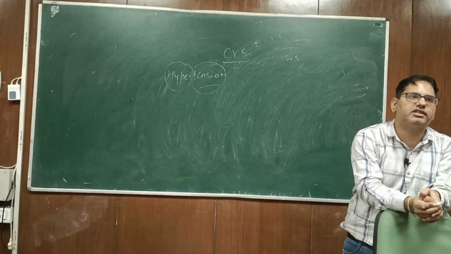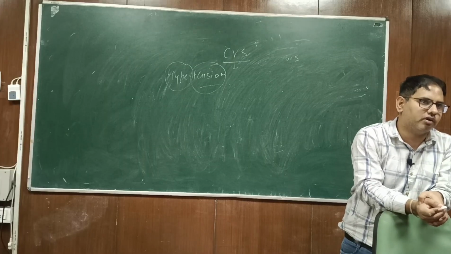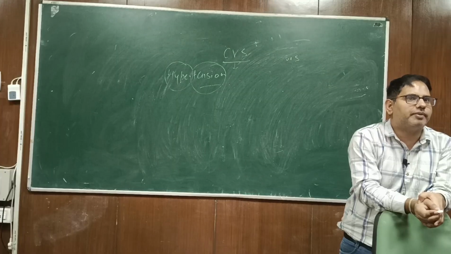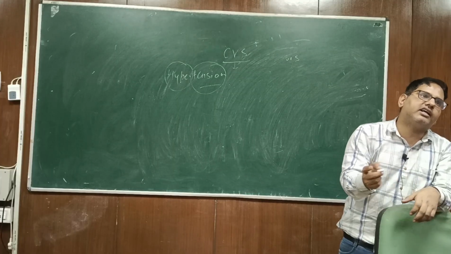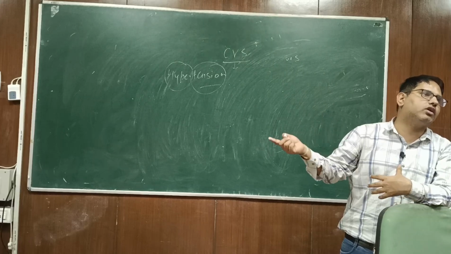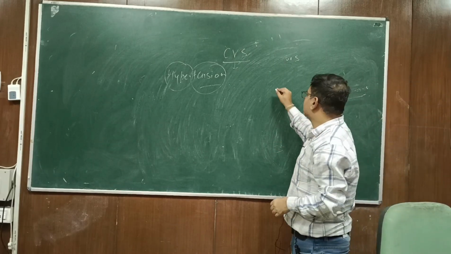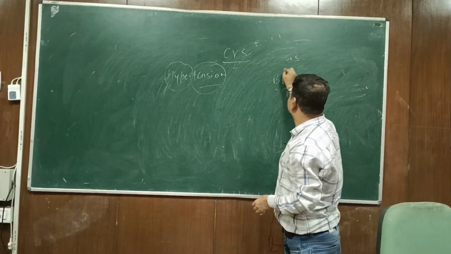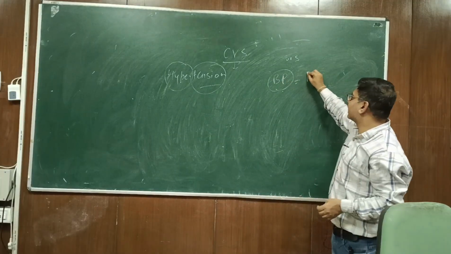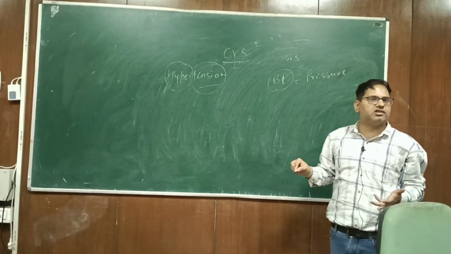So first, in hypertension there is an increase in the blood pressure from its normal value. And what is blood pressure? Blood pressure is the pressure exerted by the blood, and where does it exert? On the walls of the blood vessels. So that is your blood pressure, right? So blood pressure is pressure exerted by the blood on the blood vessels. That is your blood pressure.